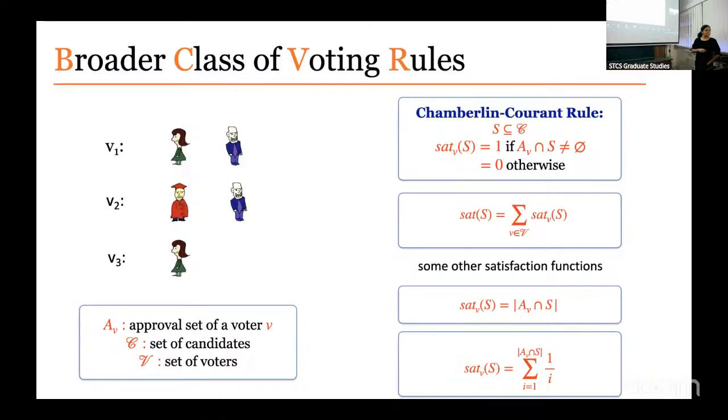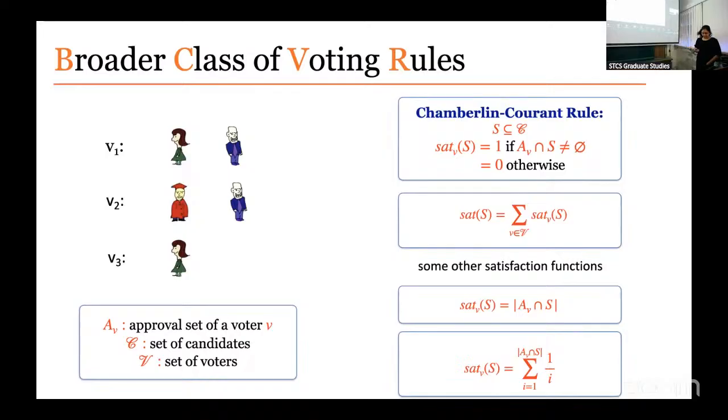Has this also been studied, multi-coverage? I'm guessing multi-coverage is probably studied. What about defining the satisfaction function as AV intersection S minus AV complement intersection S? In a sense, yes, you also want to decrease the number of people you hate. I'm not able to recall the name of the voting rule, but yes, this is one of the voting rules.